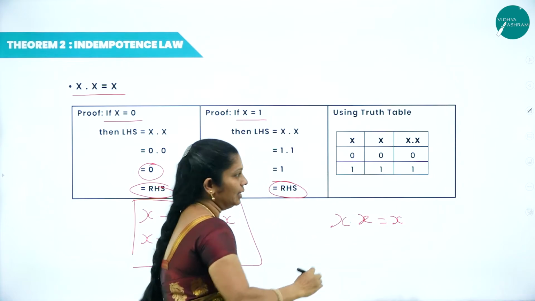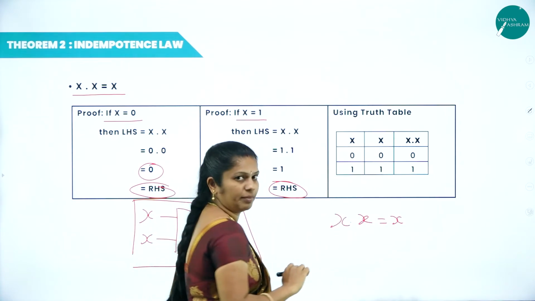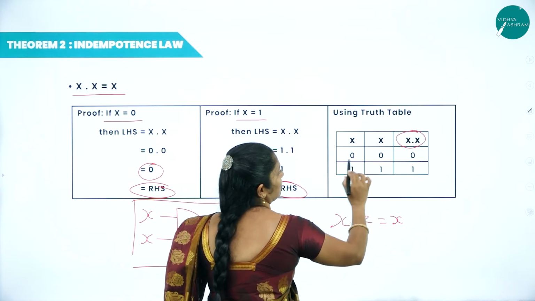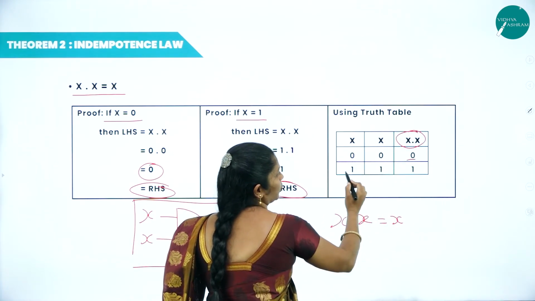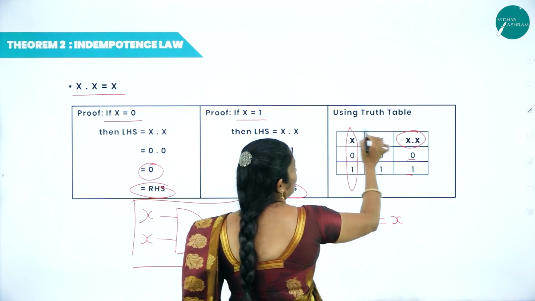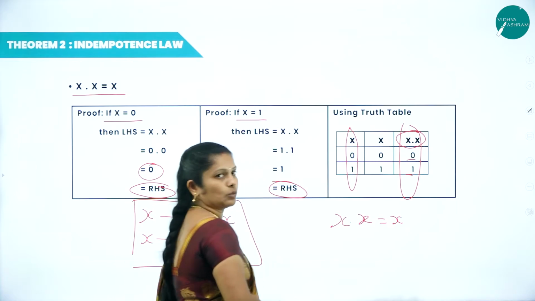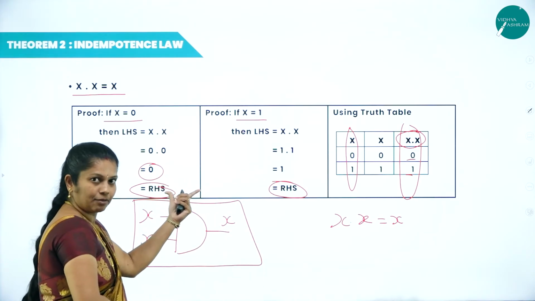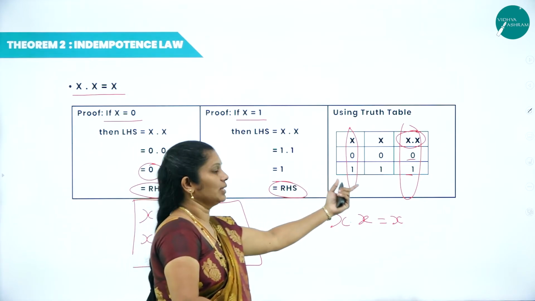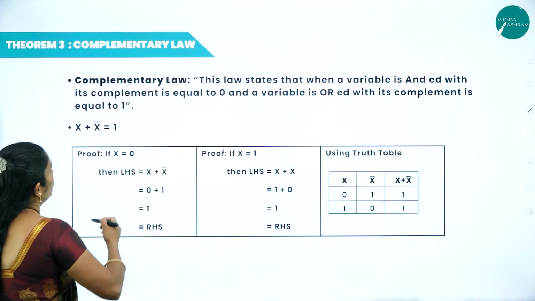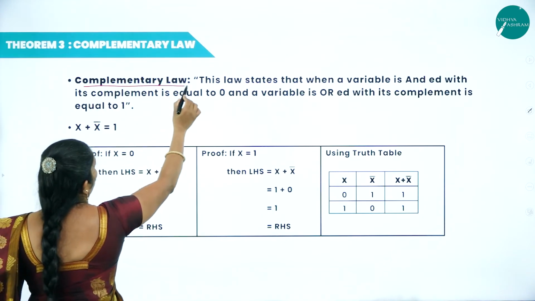Now, in the same way, we will prove that x into x equals x. Only one variable. That's why here also I am taking x. Here also I am taking x only. Then here 0, 1, 0, 1. x into x value, 0 into 0 is 0. Then 1 into 1 is 1. That is the same, your x value is the same as your x into x value. Here, the symbol, this is the perfect induction method and this one is the truth table. Now is it clear? Next we will move on to the complementarity law.